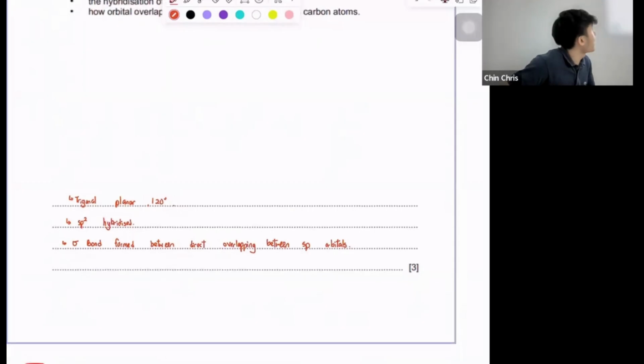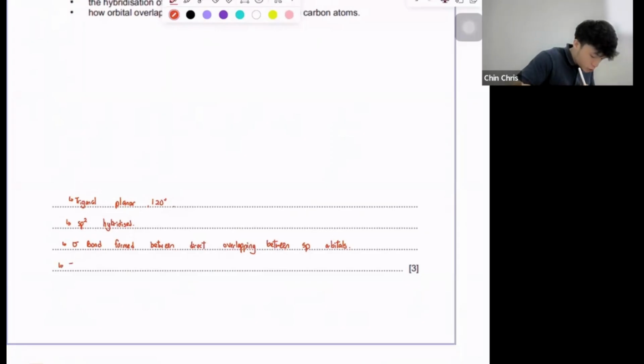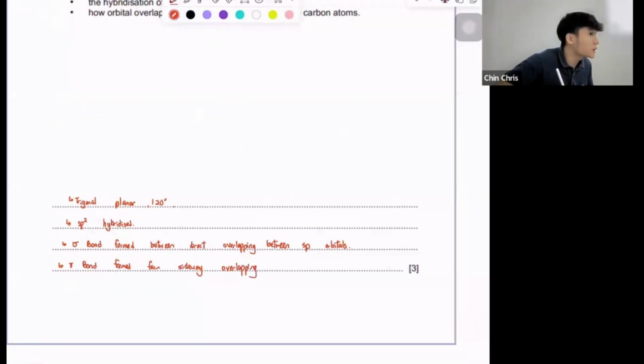Alright, guys. What about the pi bond? How is the pi bond formed? Side to side overlapping. Good job. So a pi bond is formed by sideways overlapping between what type of orbital? P orbital.